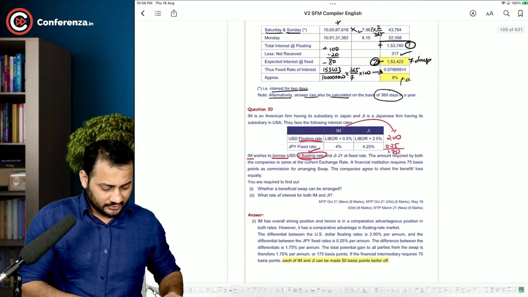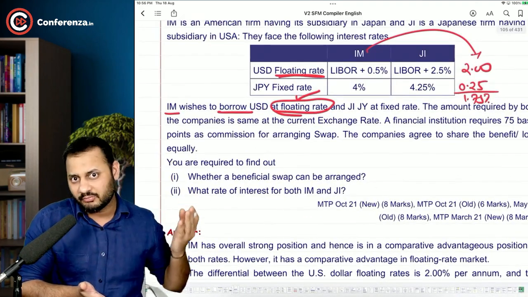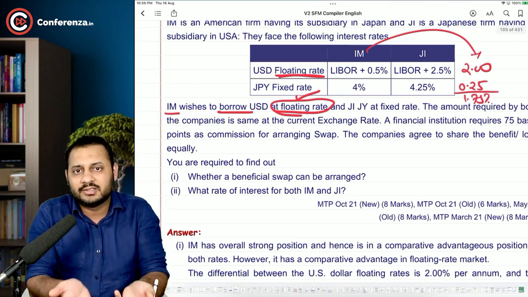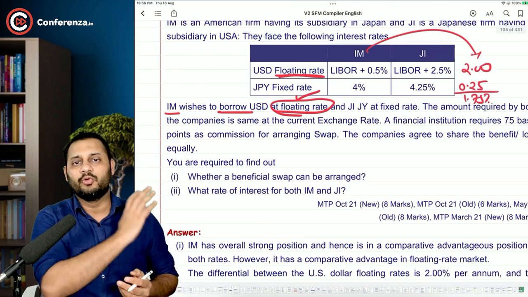It's very simple, sir. That's what I'm saying. If you have a comparative advantage over Ambani and you want to convince Ambani itself, then there is no need for the other parties. It should be opposite.